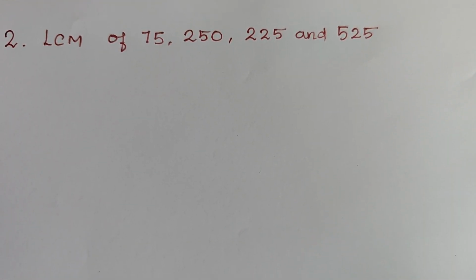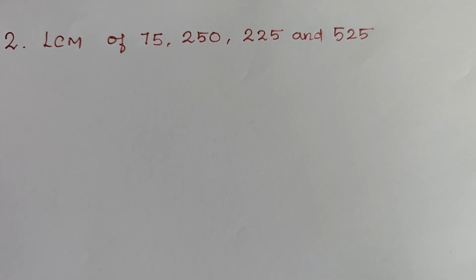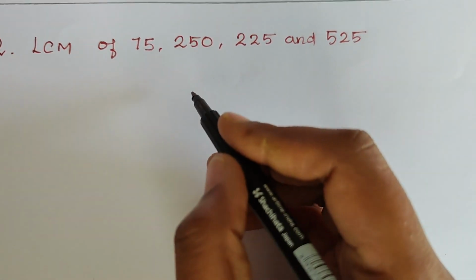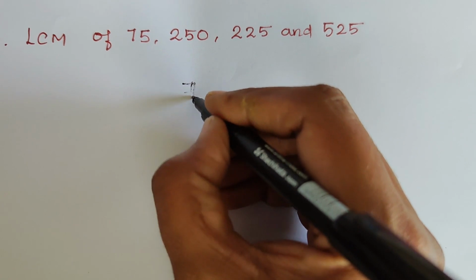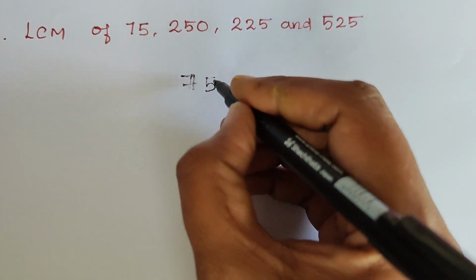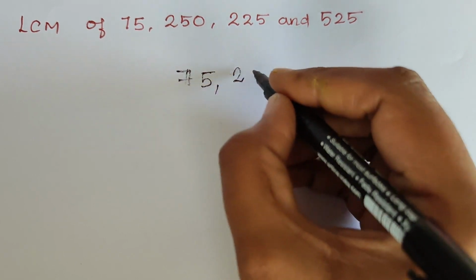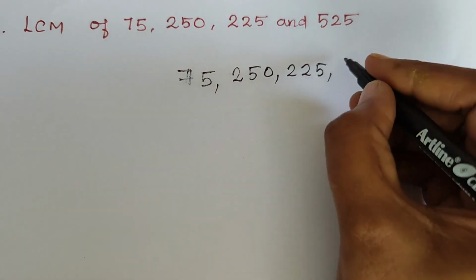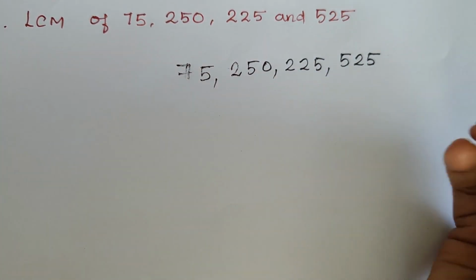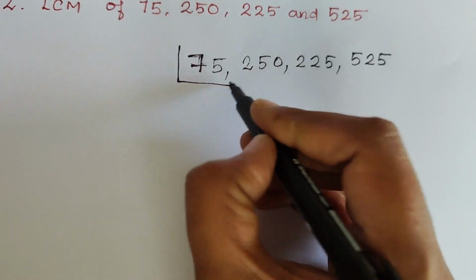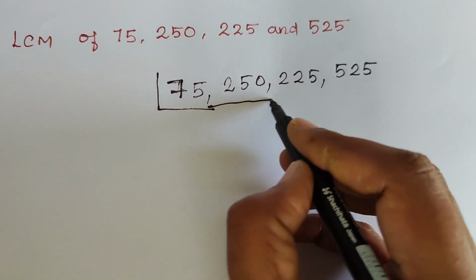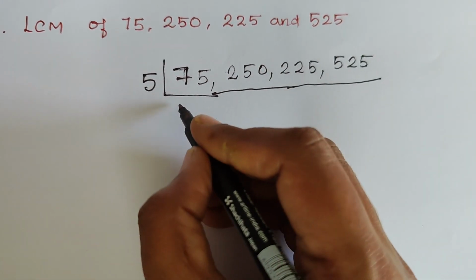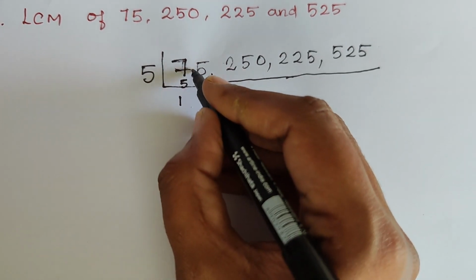Second sum, LCM of 75, 250, 225, 525. All these numbers end either in 5 or 0. So 5 is the common factor of all these numbers. So 75, 250, 225, 525. So I am going to divide all these numbers by 5. So in 75, 5 goes 1 time, 5, 7 minus 5, 2.